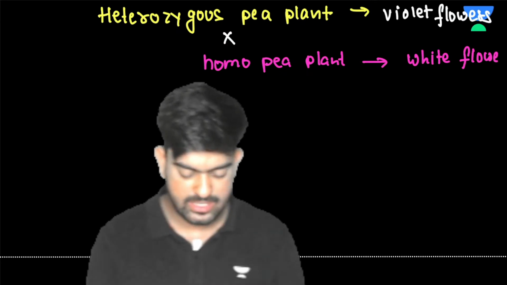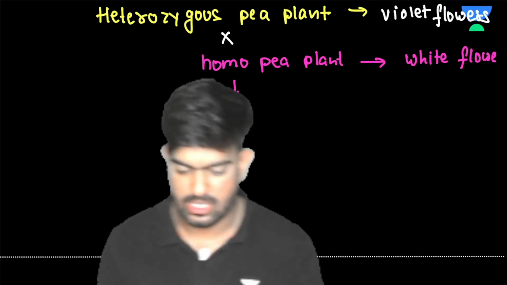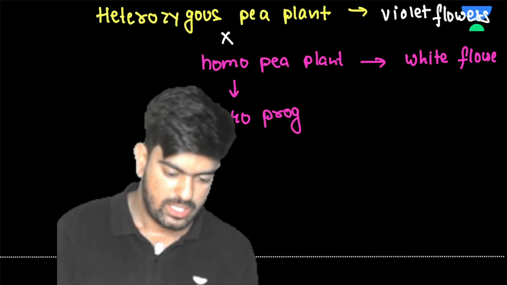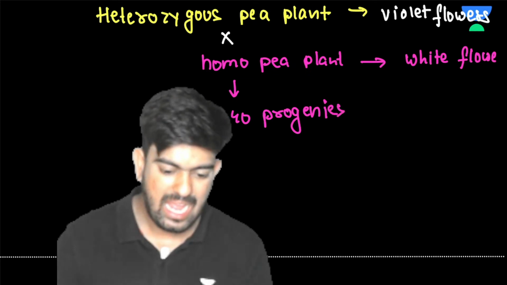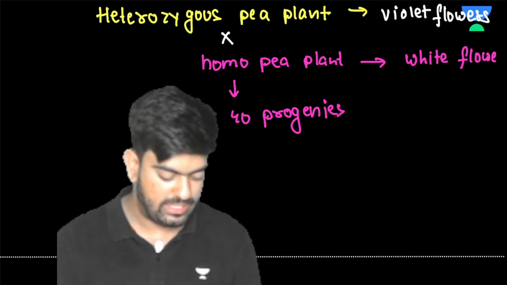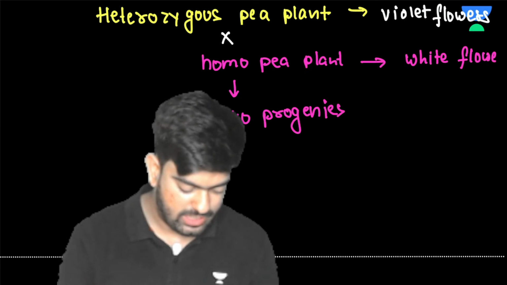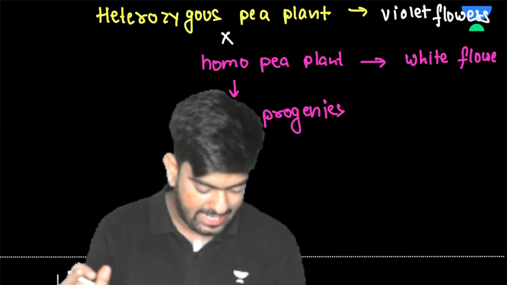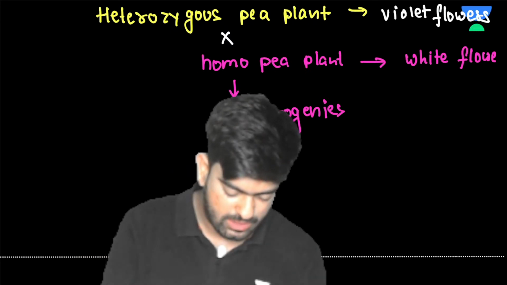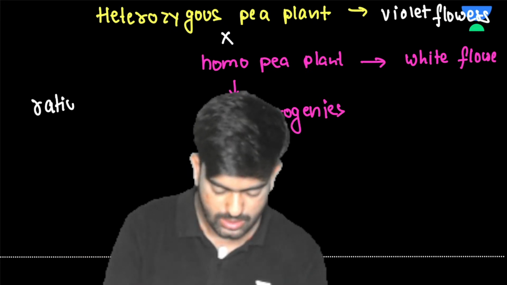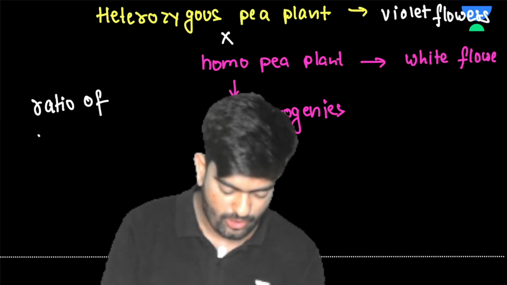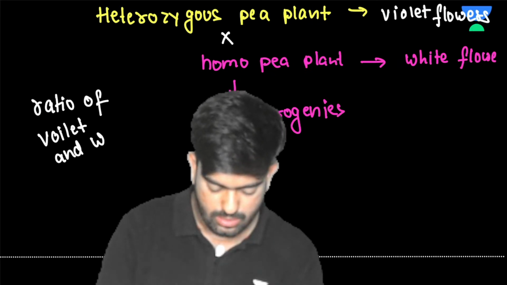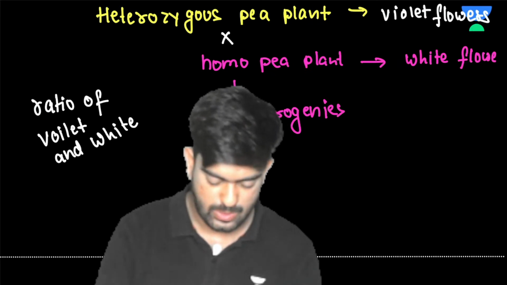Then they produced 40 progeny. How many progeny did they produce? 40 progeny. And what you have to calculate is the ratio of violet and white flowers. Violet and white flowers you have to calculate.